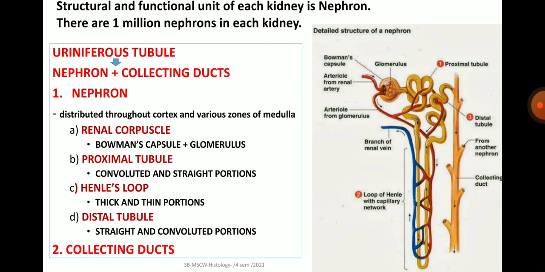Each kidney contains over 1 million tiny blood processing units called nephrons, which carry out the processes that form urine. In addition to nephrons, there are thousands of collecting ducts, each of which collects urine from several nephrons and conveys it to the renal pelvis, which you have just studied about.